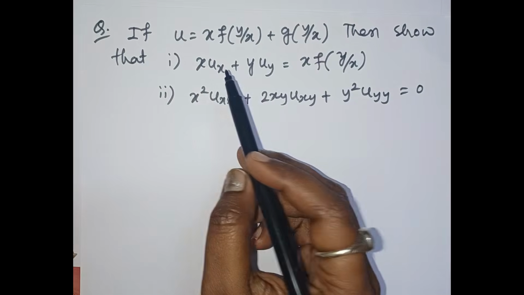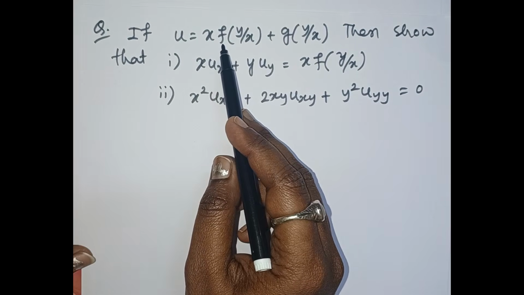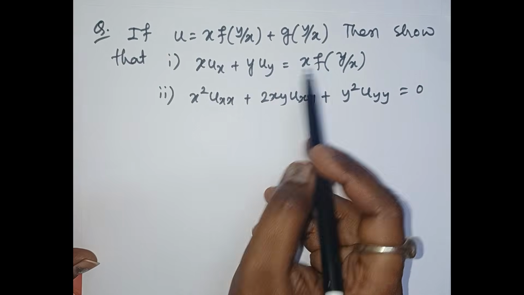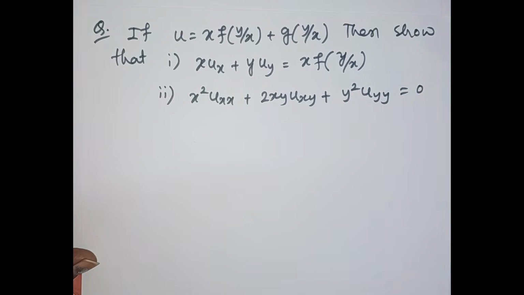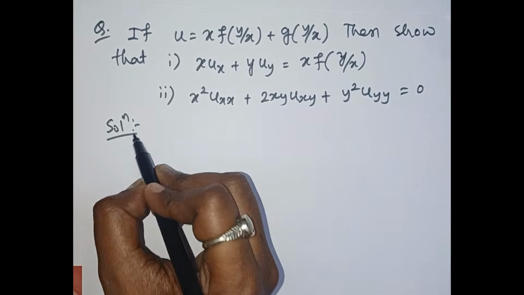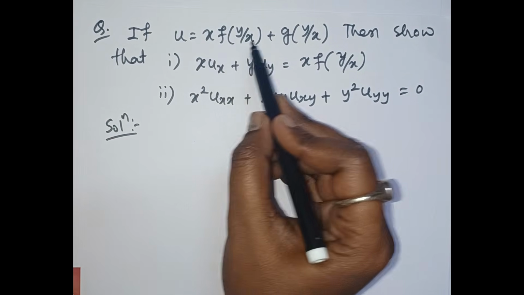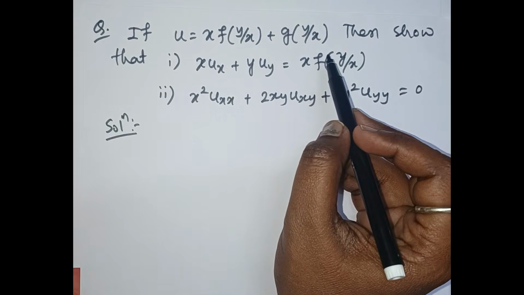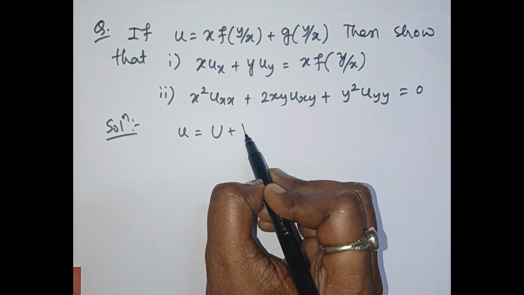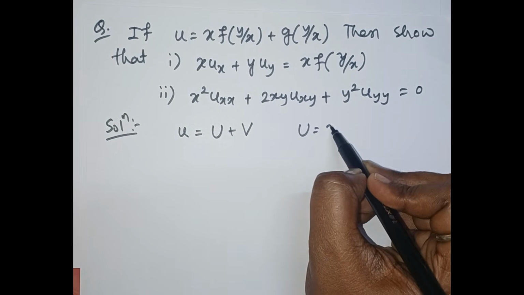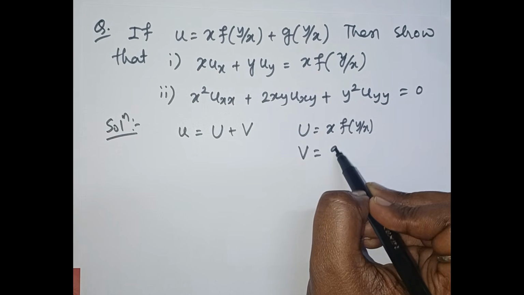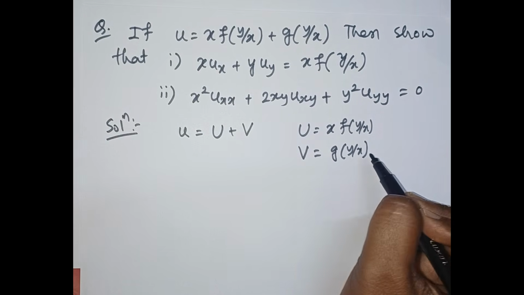Now let's move on to another question. See, if u equals x f of y by x plus g of y by x, then we have to show these two expressions. So it is actually a sum of two functions. So let us start the solution. We can write these two functions as capital U and capital V. So let us write u equal to capital U plus capital V, where capital U is x f of y by x and capital V equals g of y by x.